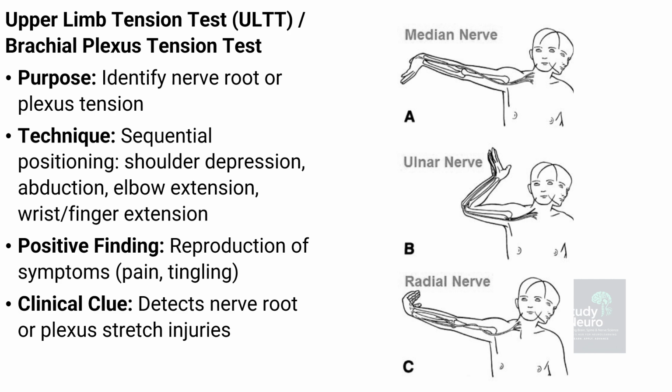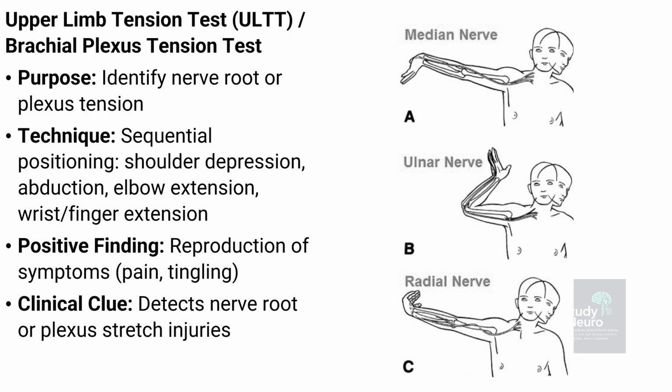To bias the median nerve, the shoulder is abducted and externally rotated, with the elbow, wrist, and fingers fully extended. Reproduction of symptoms along the forearm, palm, or the first 3 fingers points toward median nerve or upper plexus involvement.